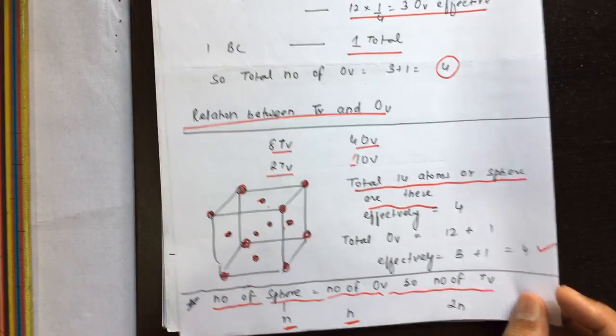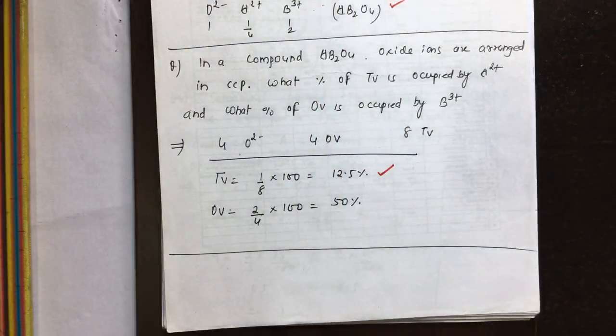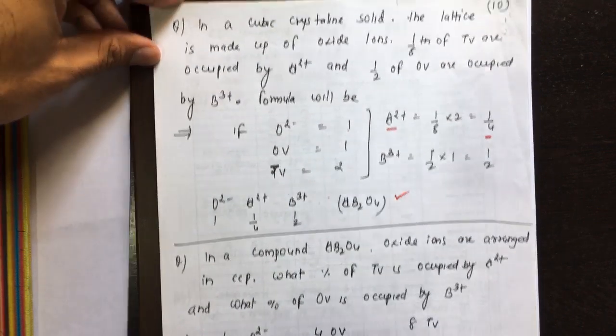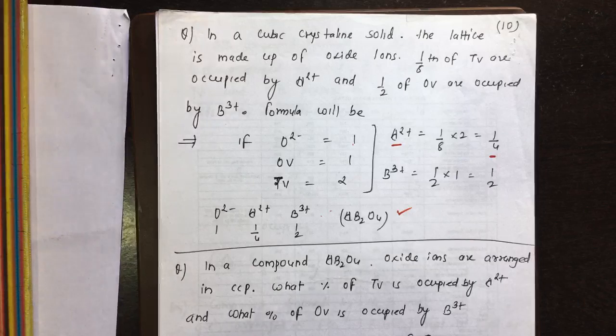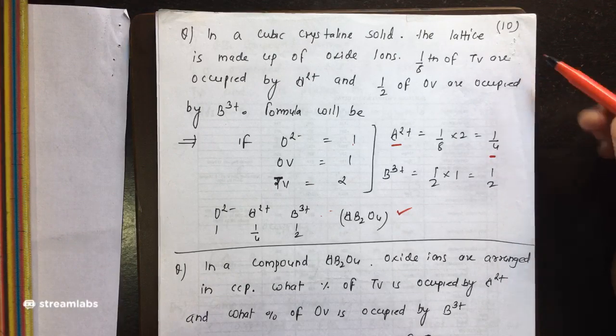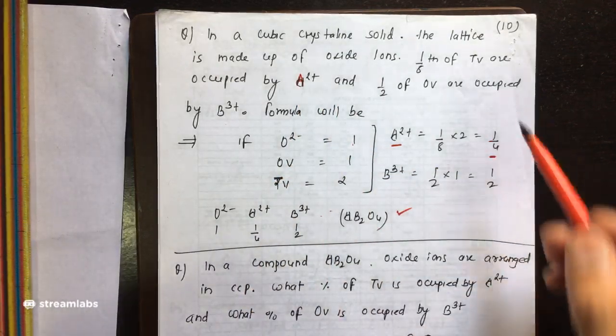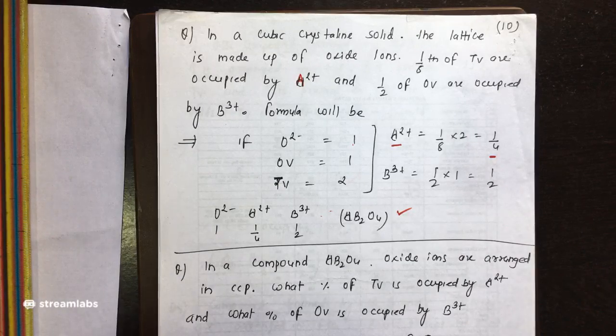Now let's come to the next discussion, which is related to questions on voids, tetrahedral and octahedral voids. The question says that in a cubic crystalline solid, the lattice is made up of oxide ions. 1/8 of the tetrahedral voids are occupied by A2+, and half of the OVs are occupied by B3+. 1/8 of TVs are occupied by A2+, half of OVs are occupied by B3+. What will be the formula?